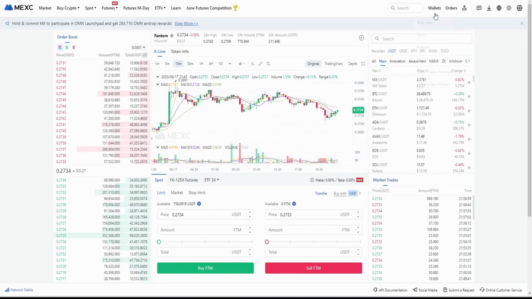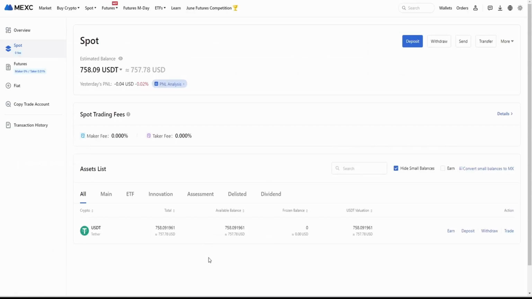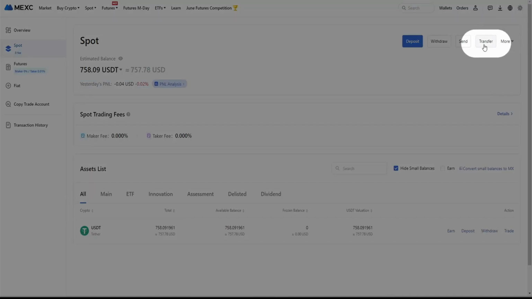So we can go and verify that in our spot account to see how that looks. Now you can see my Phantom is gone and now I have more USDT. So it's as simple as that. Now we're going to be able to go and transfer this USDT from our spot account into our futures trading account. Now we're going to transfer this to our trading account.